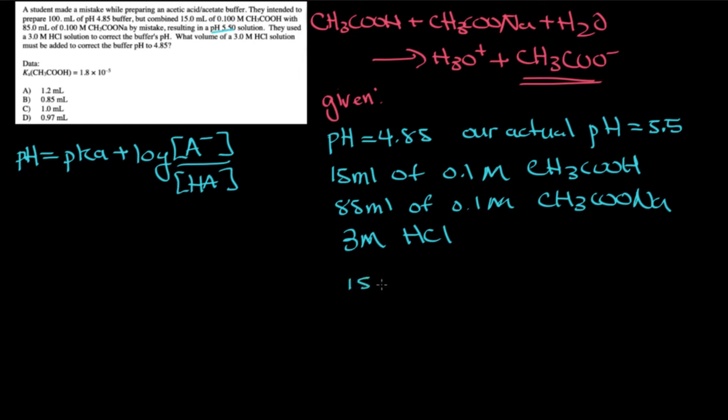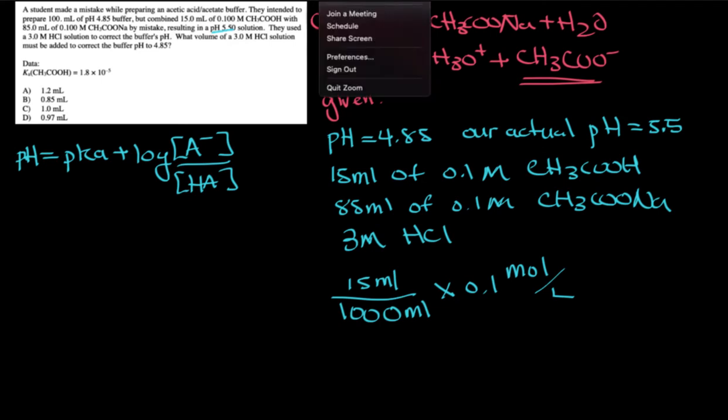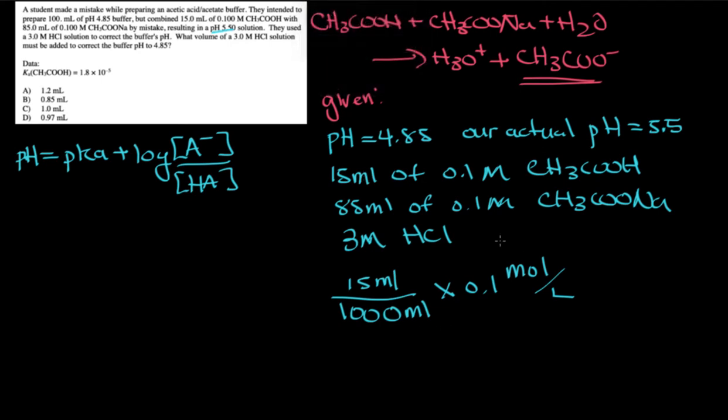So we have 15 milliliters, and we have 0.1 molar. What we can do is divide this by 1,000 milliliters, and this will give us liters, times 0.1 molar, which is the same thing as moles per liter. And so those liters will cancel out, and we'll just get our moles at the end. Let me grab a calculator. So what we have here is 1.5 times 10 to the minus 3 moles, and that's of our acetic acid.